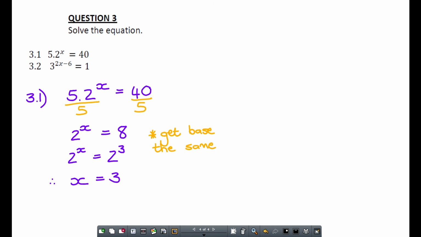Okay, let's look at 3.2. 3 to the power of 2x minus 6 is equal to 1. Okay, fine. So could I move anything around over here? No. Then look at what we wrote over here. I have got to get my base the same because the unknown is at exponents. So over here on the left-hand side, I've got 3 to the power of something. So on the right-hand side, I also want 3 to the power of something. Now 3 to the power of what will be 1?